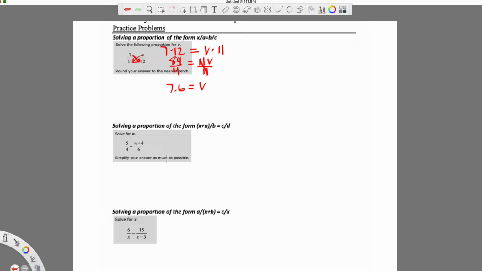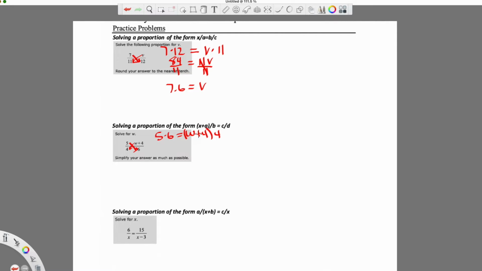So now, with this next one, it's a little bit more complex, like I said, but not too crazy. But we're still going to do cross multiplication. So we're going to cross multiply. We're going to have 5 times 6, and that's going to equal, with this one we have w plus 4, and I'm going to do times 4 like this. So it's the whole binomial times 4.